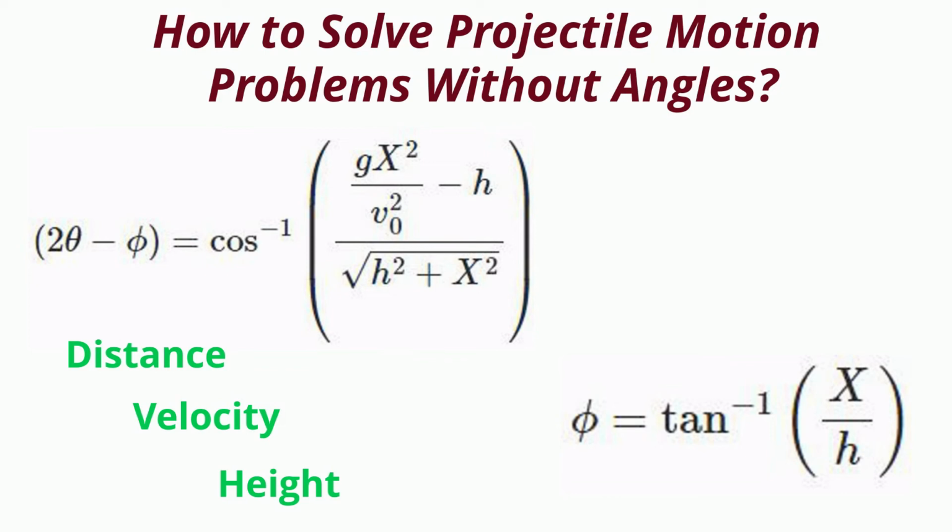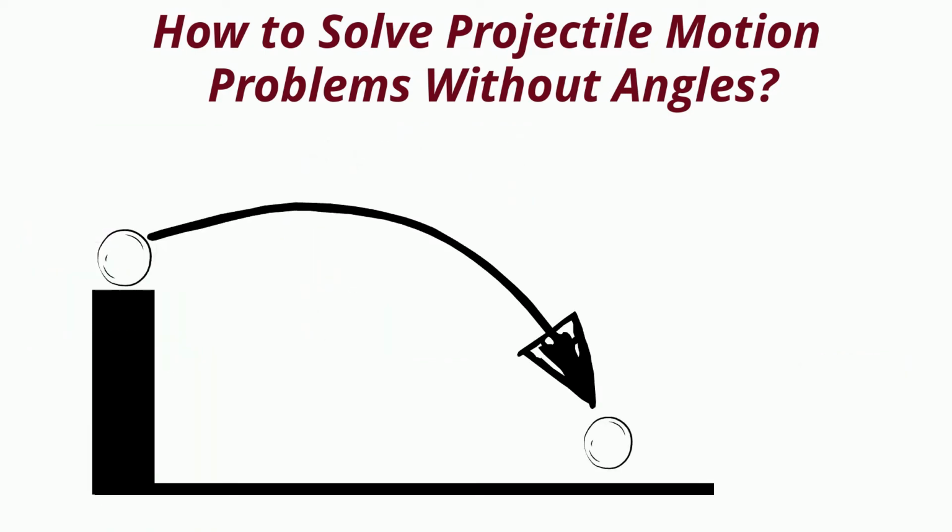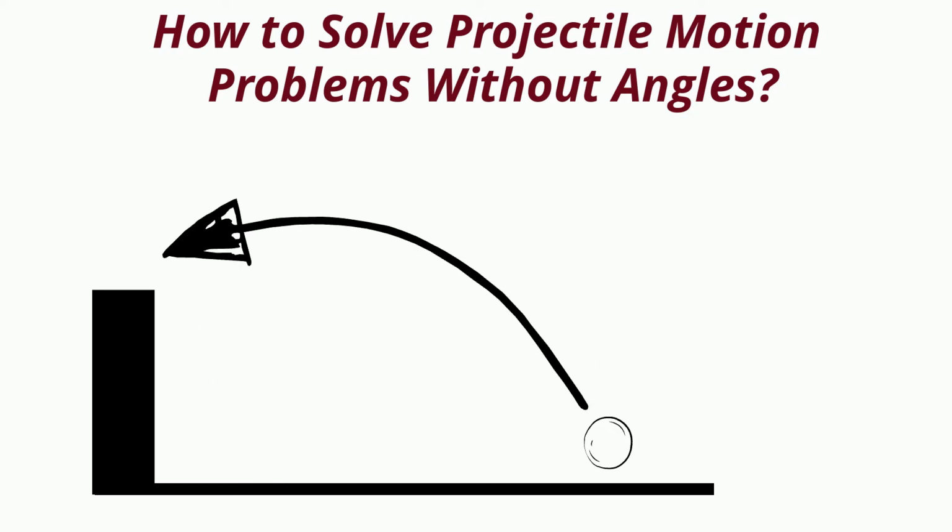This formula was for finding the angle when an object is thrown from a higher surface and reaches the ground. Thus, we need the initial height. But if the object is thrown from the ground and reaches a higher point, then the initial height will become 0 and the problem will have to mention the final height of the object.